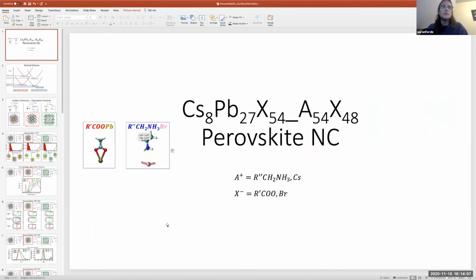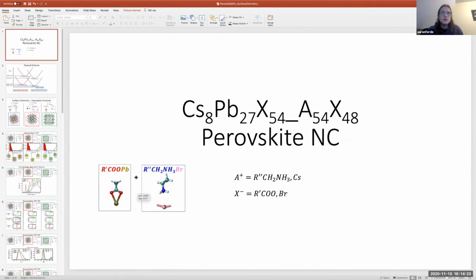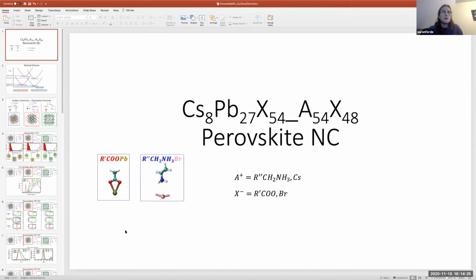So I guess the main idea of what I'm looking at is surface chemistry and the impact of photoexcitation on photostability in these perovskite nanocrystals. Nanocrystals have a lot of surface due to their small volume, and on the surface they usually have passivating ligands of some sort.